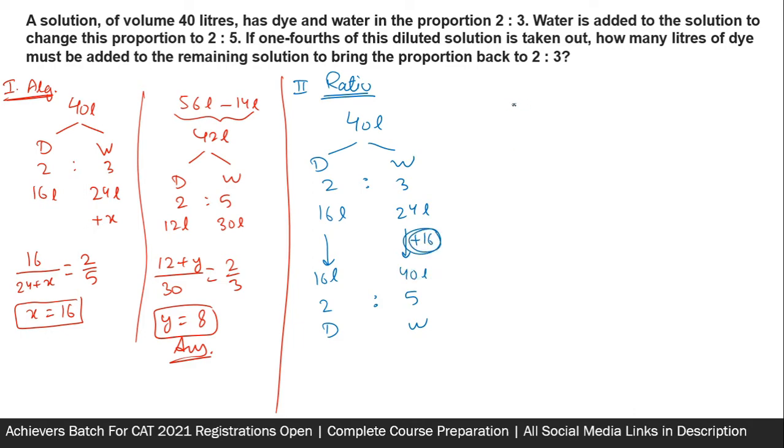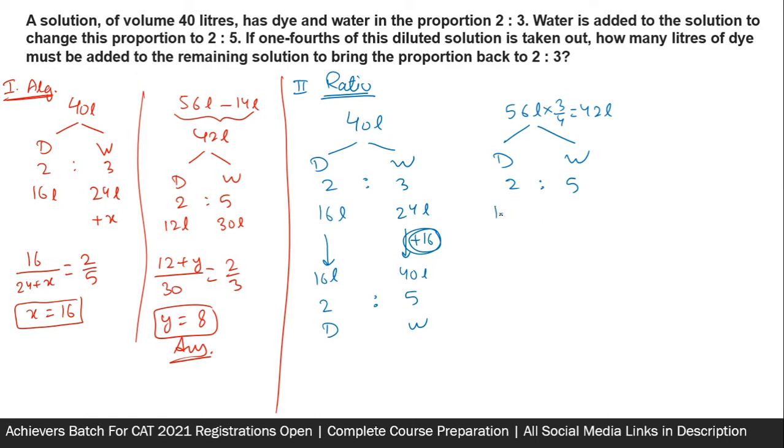Now out of this 56 liters, 3/4 will remain, as 1/4 has been taken out, so 42 liters is remaining. Now 42 liters has dye and water in the ratio 2:5. You could also have found this by eliminating 1/4 of dye and 1/4 of water, and that way also you will get 12 liters and 30 liters of dye and water.